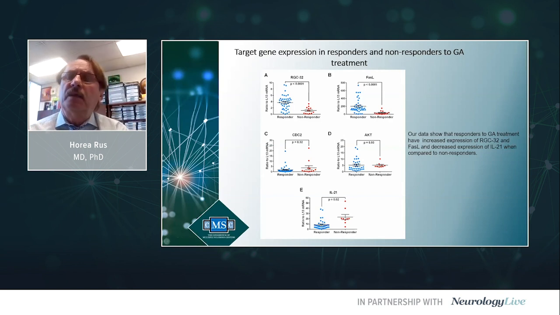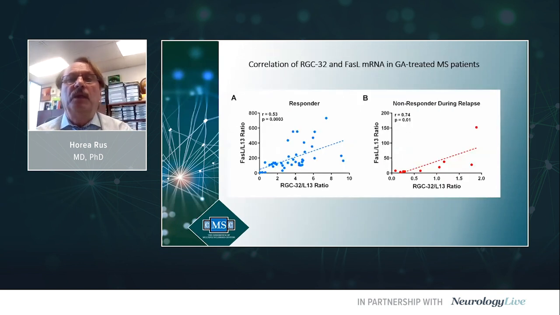And again, AKT and CDC2 levels were not affected by the response to glatiramer acetate. Both RGC32 and Fas ligand correlated well in patients who are treated with glatiramer acetate, both in responders and non-responders.